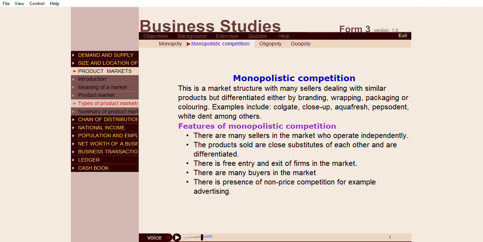Features. There are many sellers in the market who operate independently. The products sold are close substitutes of each other and are differentiated. There is free entry and exit of firms in the market. The action of one firm attracts the attention of other firms as it is likely to affect their sales. There is presence of non-price competition, that is, product promotion is involved.